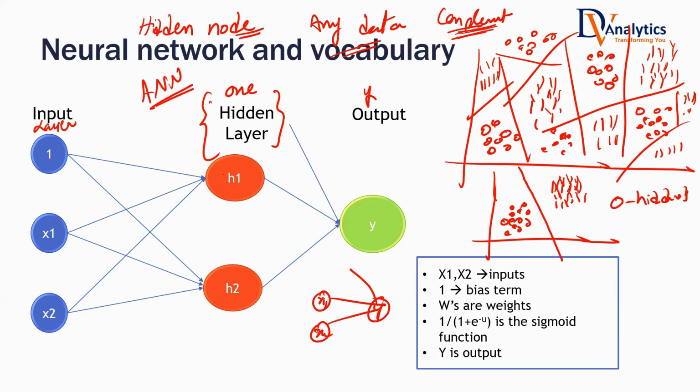So that means logistic regression is a special case of artificial neural network, isn't it? What is the special case? Logistic regression is a special case of artificial neural network. This is also an artificial neural network with how many hidden nodes? With 0 hidden nodes or 0 hidden layers. Logistic regression is also an artificial neural network, but it has 0 hidden nodes or 0 hidden layers.